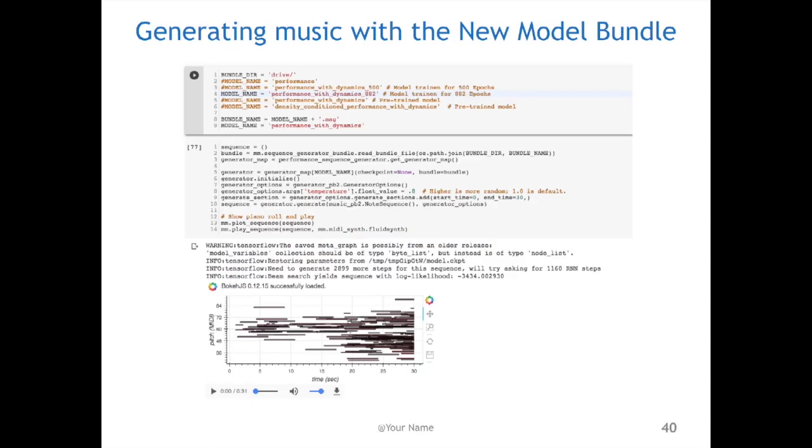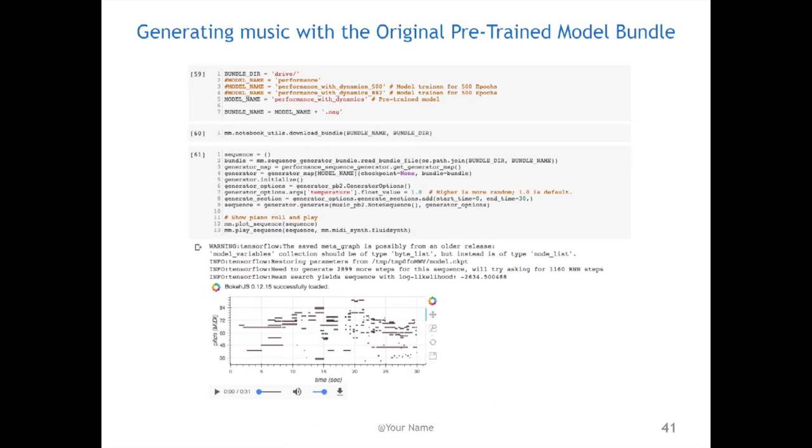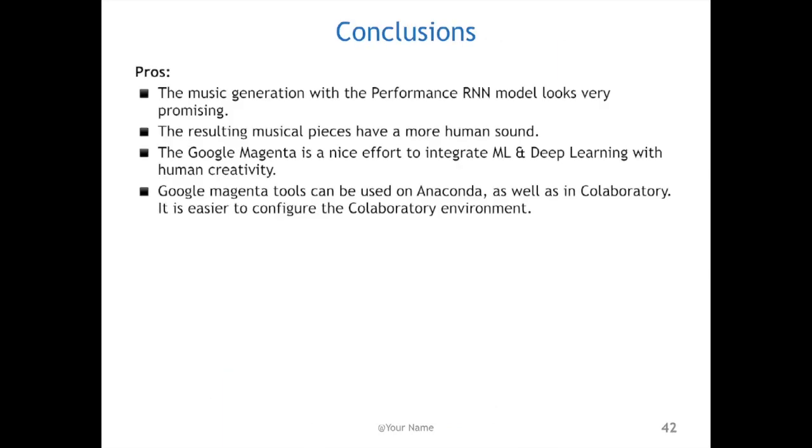Generating music with the new bundle. Here is an example of a program to generate music using the new package bundle. Performance with Dynamics 882. Generating music with the original pre-trained model bundle. The same program can be used to generate music with the original Magenta model bundle, just changing the model name.